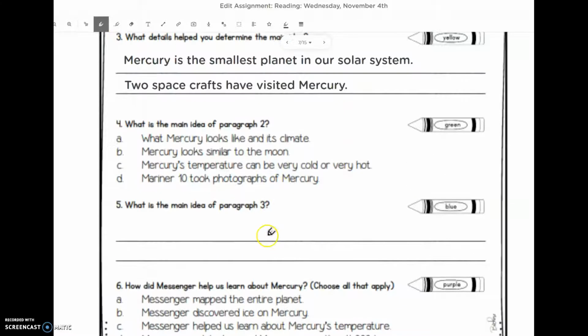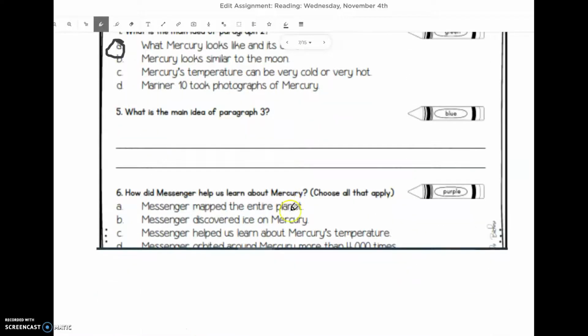So let's see if any of these match that. So actually A says what Mercury looks like and its climate, what the temperatures are. That's what that whole paragraph spoke about. The whole paragraph did not talk about its similarities to the moon. A detail in there was that the temperatures were hot or cold, but that's not what it talked about the whole paragraph. And also it didn't even talk about Mariner 10 in that paragraph.